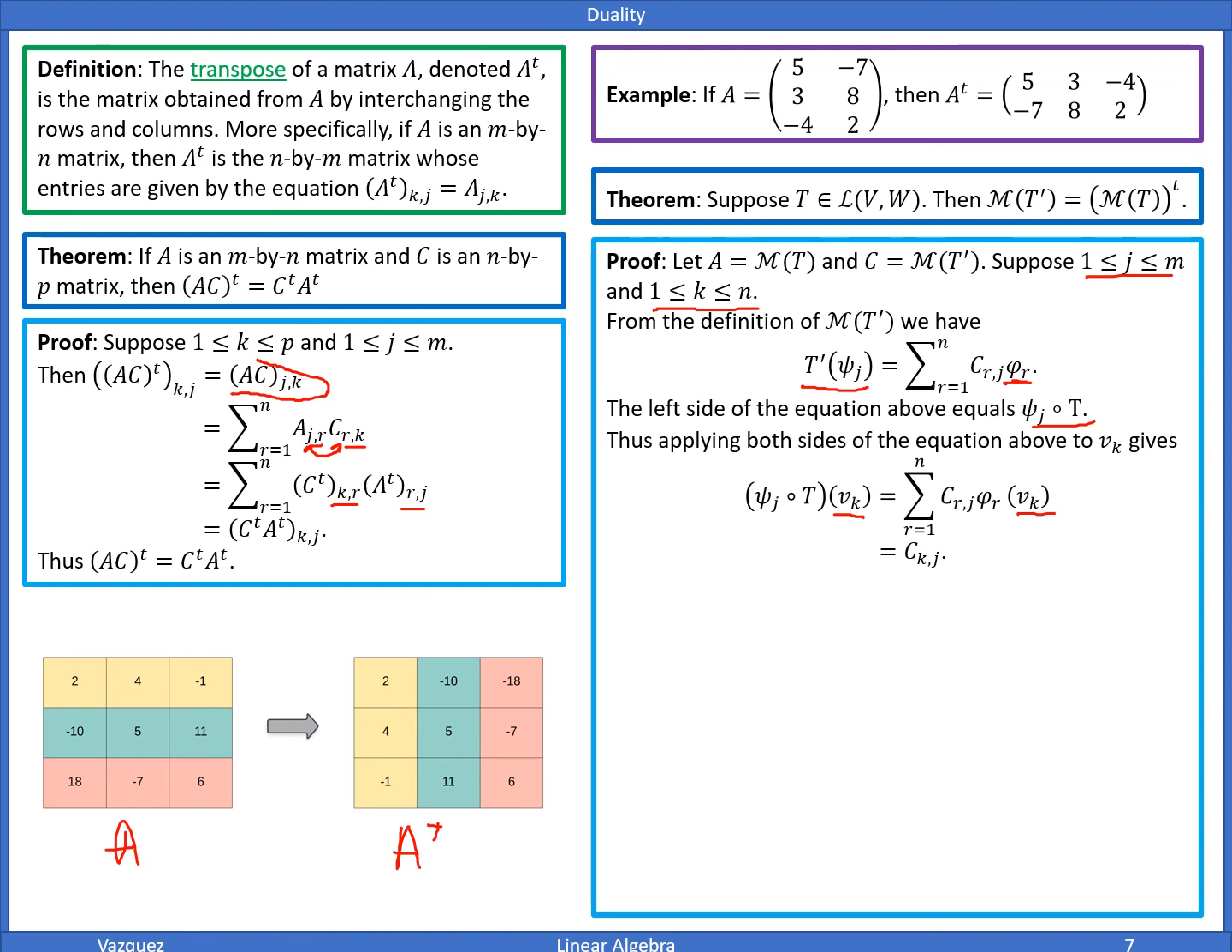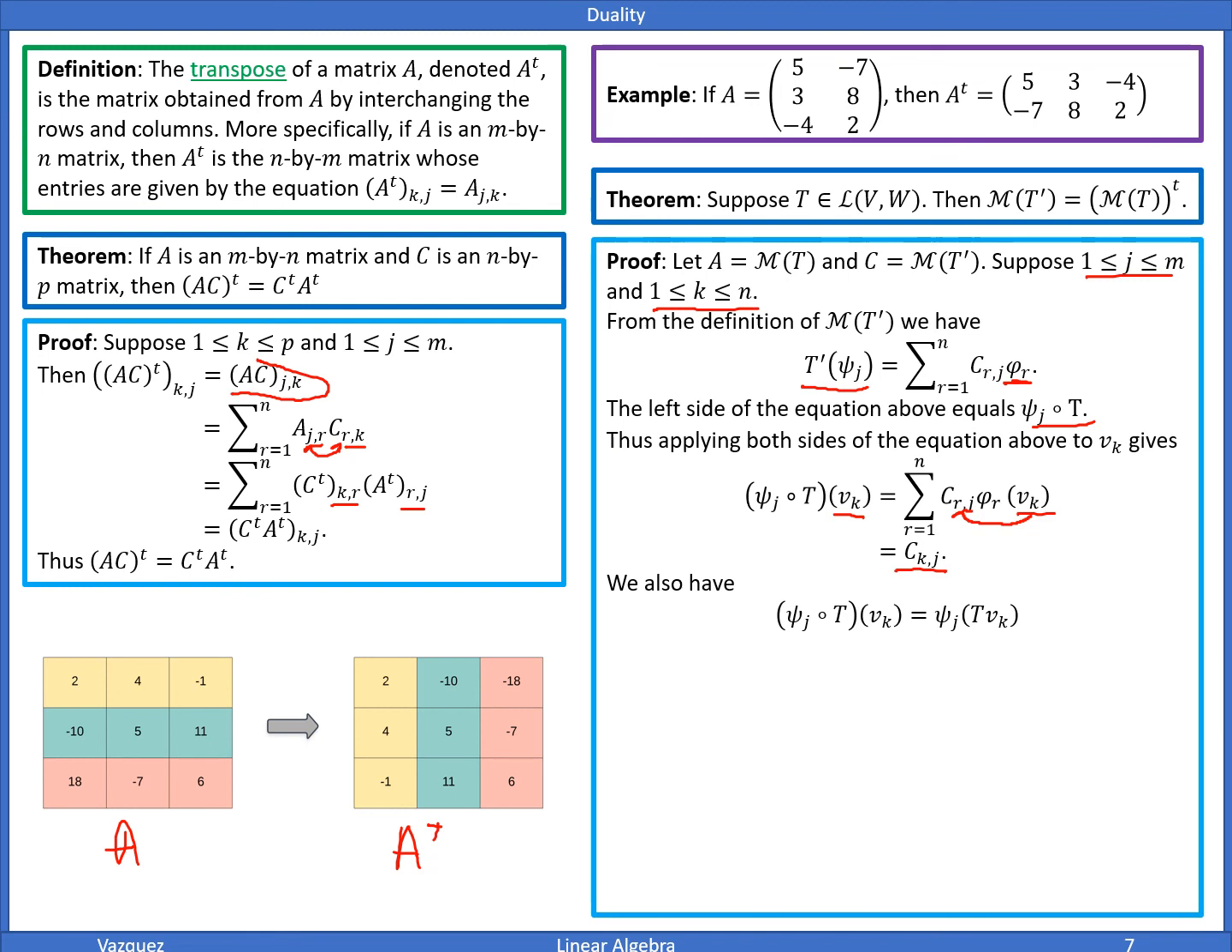And what does that give us? Well, as you can see, this gives us the matrix C_kj. Why does it give us that matrix? Well, remember how we defined phi, right? It has to agree with r here. So we get the matrix C_kj.